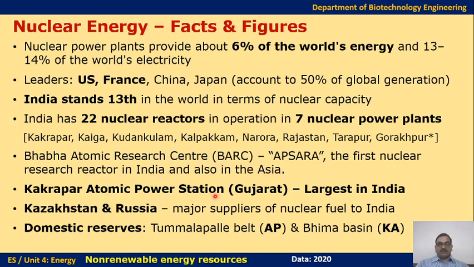Then Kakrapar Atomic Power Station, which is in Gujarat, is the largest nuclear power plant in India. Kazakhstan and Russia are the major suppliers of nuclear fuel to India. India has a domestic reserve recently found in the Tumalapalle belt in Andhra Pradesh and the Bhima basin in Karnataka. So these form the domestic reserve for India's nuclear power.